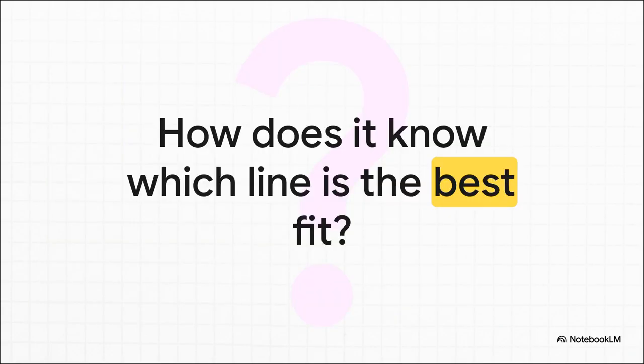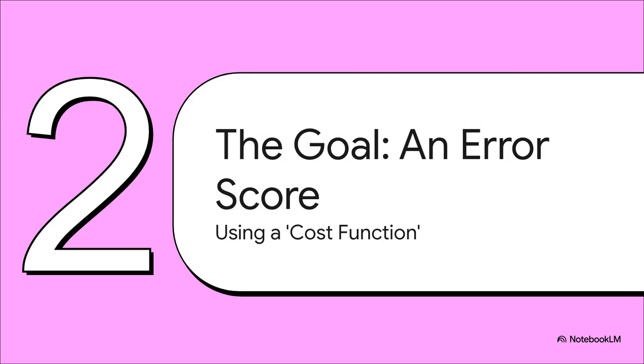But, okay, that leads to the big question, right? How does the algorithm actually know which way to turn the dials? I mean, there are literally infinite possible lines it could draw. It can't just eyeball it like we would. It needs a totally precise way to measure how good, or more importantly, how bad, any given line is. And to do that, to give it that measuring stick, we bring in this really important idea called a cost function. You can think of it as the machine's own personal scoring system.